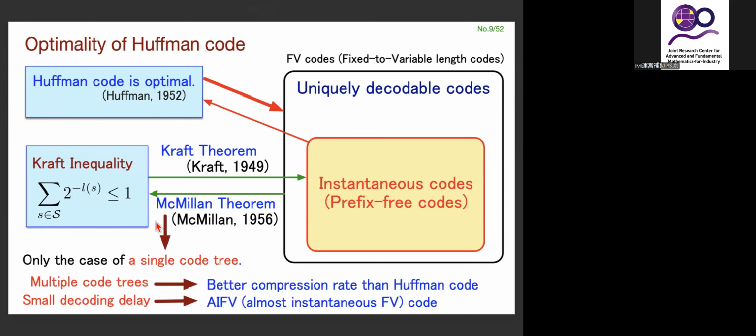However, McMillan's theorem holds only in the case that we use a single code tree. Therefore, if we use multiple code trees, we can attain better compression rates than the Huffman code. However, if the decoding delay is large, such a code is not useful. So we treat the code with a small decoding delay, and such a code is called almost instantaneous FV code.